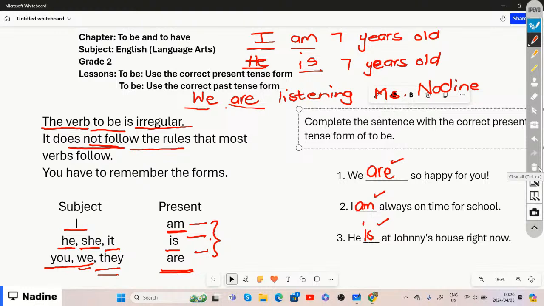All right. And we see that the to be verb is irregular. It does not follow any rules like most of the verbs do. You're just going to have to remember the form. When we use the subject I, we use the verb am. For example, I am. If we use the subject he, she, or it, we refer to one person doing something. We say he, she, or it is. And if we're referring to more than one person, or you, doing something, then we say you, we, or they are. And that is our present tense form of to be.